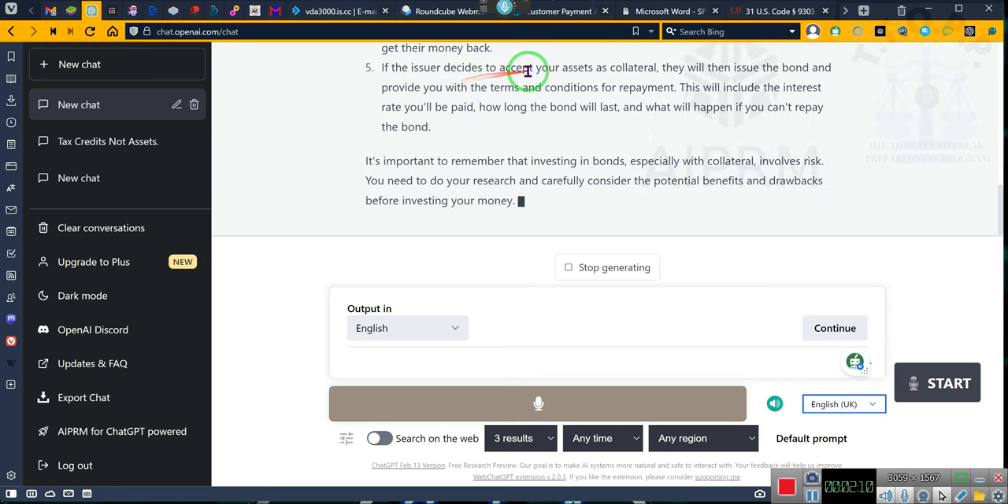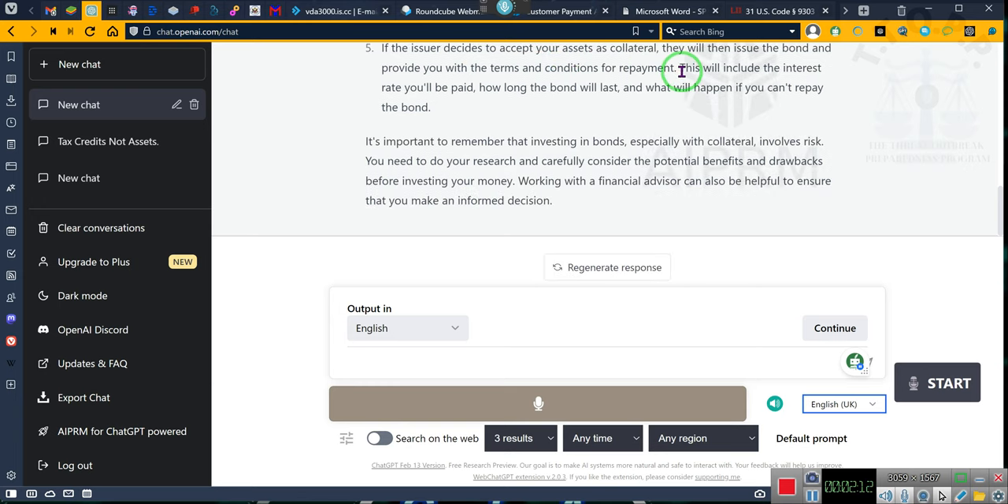If the issuer decides to accept your assets as collateral, they will then issue the bond and provide you with the terms and conditions for repayment. So, ladies and gentlemen, the issuer of the bond is going to be me. And the one who's going to acquire the bond is the corporation.